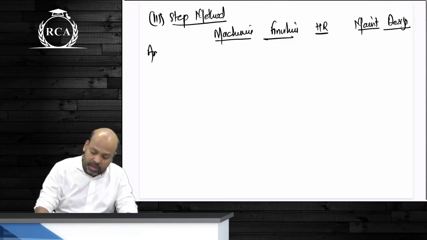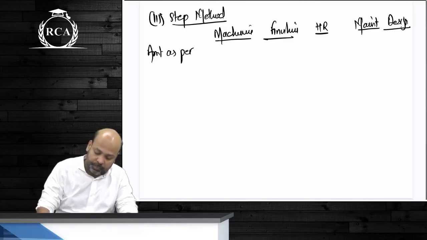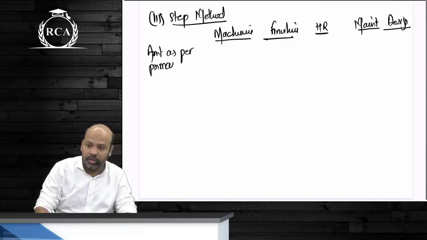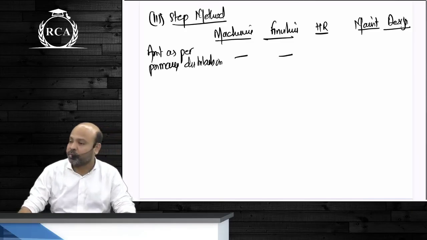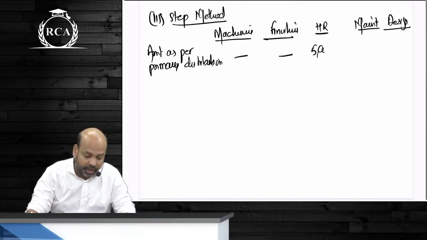What is the amount as per primary distribution, guys? How many of you are done with step method? The amount as per primary distribution, guys, is, we do not know what are the amounts for production departments. We know only the amounts for service departments. It is 5 lakh, 4,60,000, guys, and 7 lakhs.